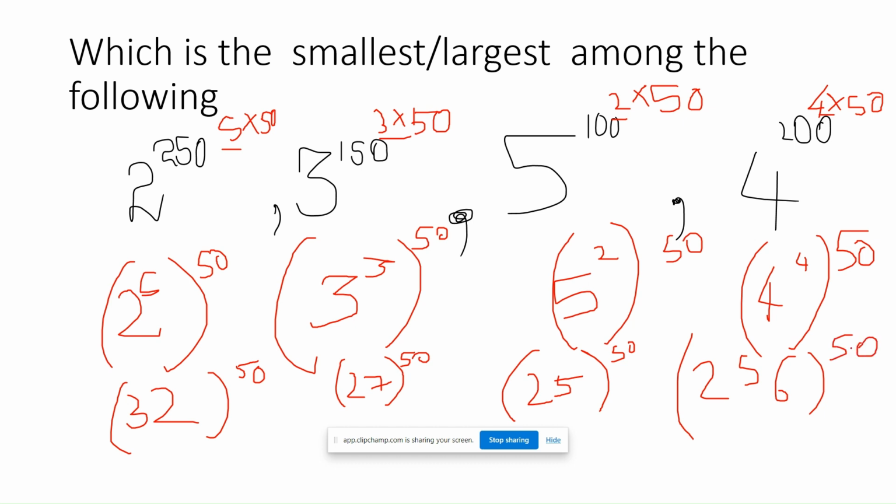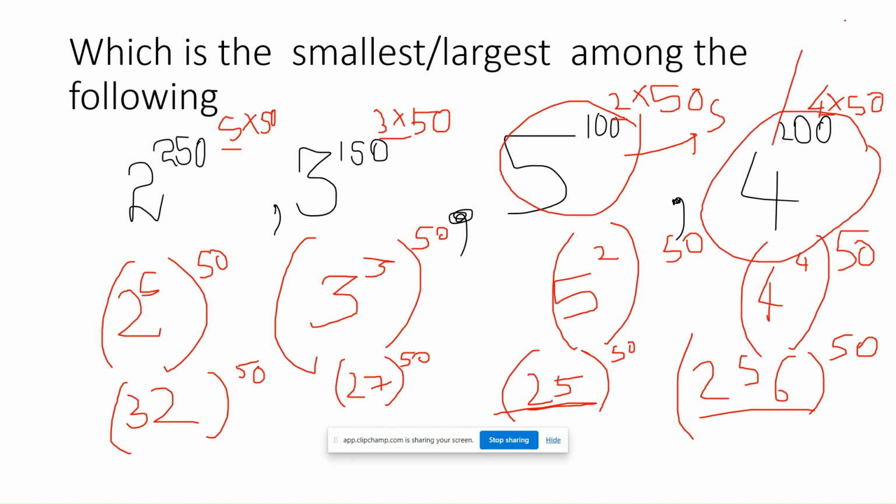Now you decide which is the smallest. 50 is common, so you see in this which is the smallest number. This 25 is the smallest. So 5 to the power of 100 will be the smallest number. And which is the largest number you're finding in this? That is 256. So 4 to the power of 200 will be the largest number. Okay, friends? Understood the smallest and the largest number?